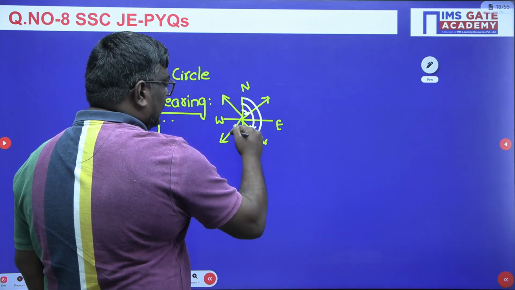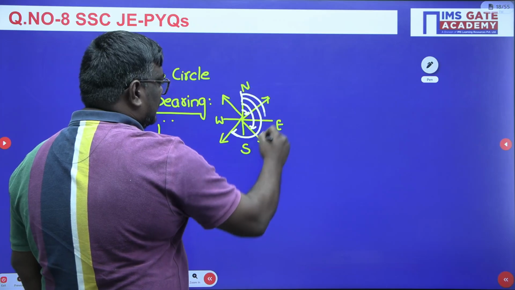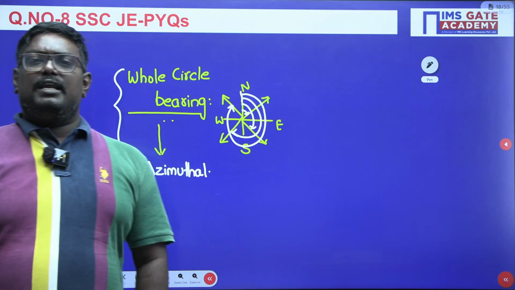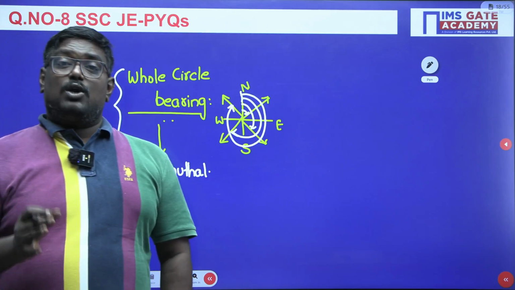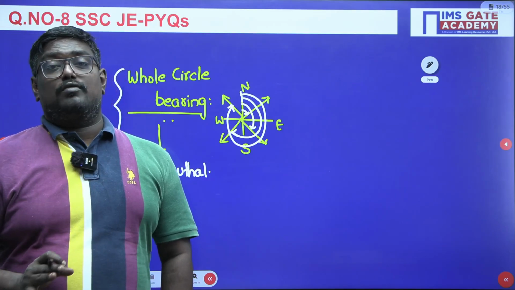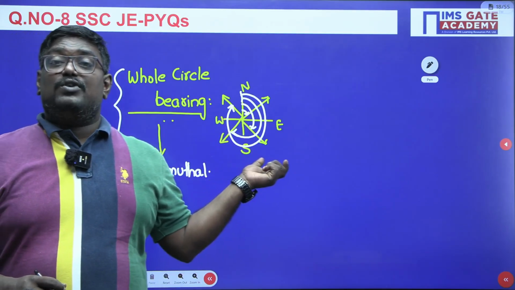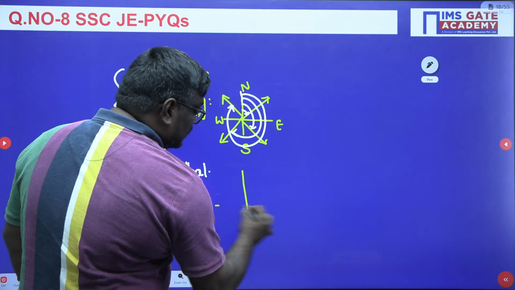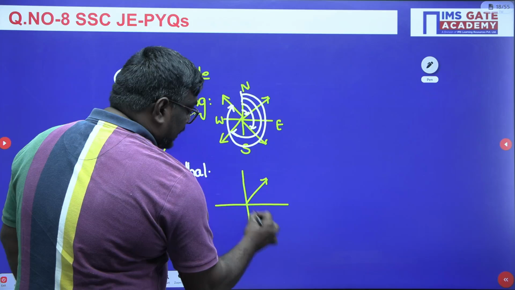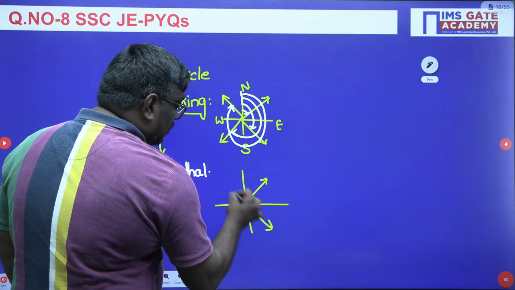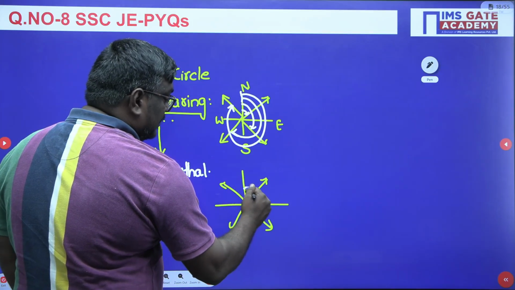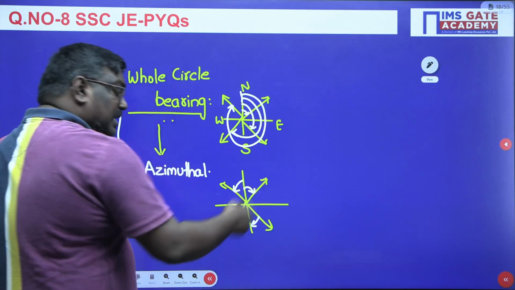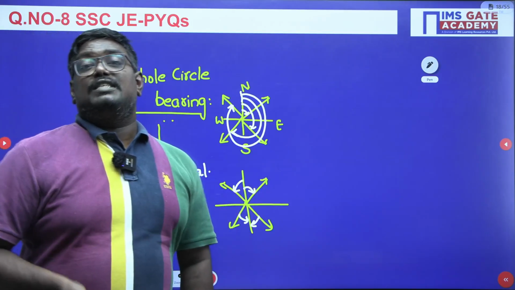So in whole circle bearing, my dear students, every line is measured with respect to north. The bearing of a line is measured always from north and also in clockwise direction. Here bearings vary from 0 to 360 degrees. Whereas reduced bearing is also known as quadrantal bearing. Here the bearing can be measured either from north or from south, clockwise or anti-clockwise, whichever is near.